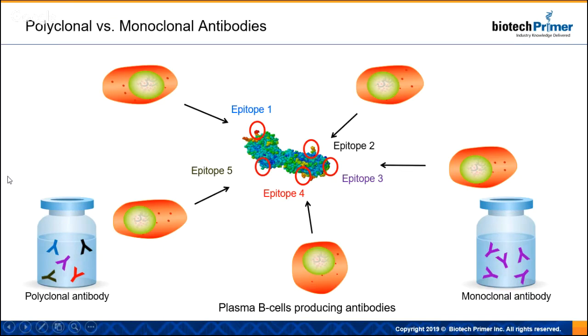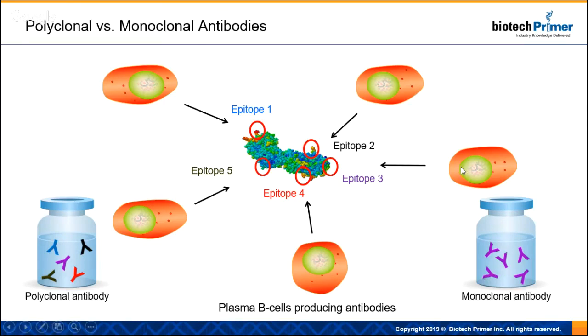So just briefly, polyclonal antibodies can be used for both research and diagnostic applications. In these applications, we essentially just want to identify, is the antigen present or not? And so polyclonal antibodies are fine for that. For therapeutic applications, though, we must use monoclonal antibodies.